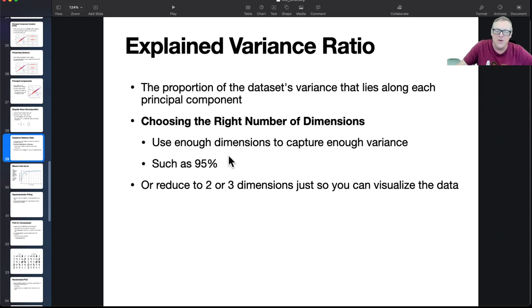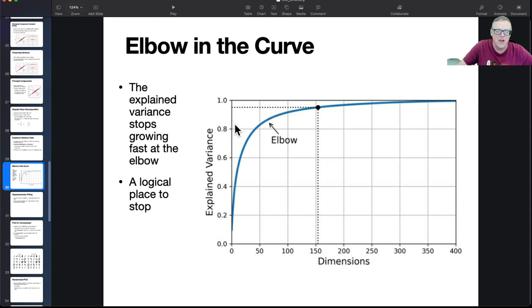Because you can use enough dimensions to capture enough of the variance. You can decide, I want to capture just 95% of the variance, and I don't know how many dimensions that will take. That's one way to go. Another way to go is to reduce to two or three dimensions, because then you can visualize the data. Those are different purposes. So as you increase the number of dimensions, of course, you explain more and more of the variance, and so it's not obvious where to choose. You can try to find the point of diminishing returns, which they call an elbow. You might be able to define that, but it's kind of a vague definition.